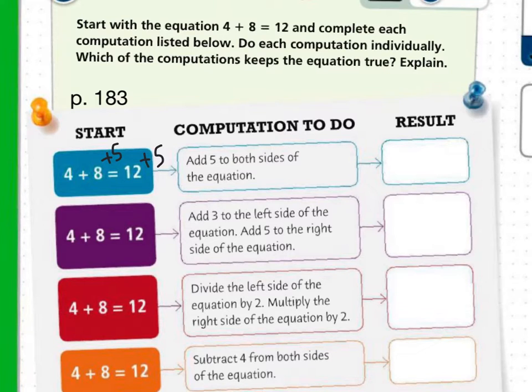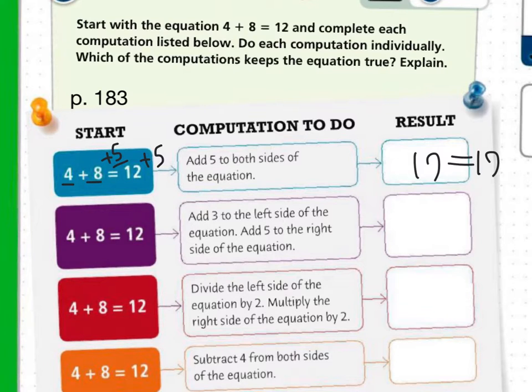So if we add 5 to both sides, 4 plus 8 equals 12 to start with. On the right side, 12 plus 5 is 17. On the left side, 4 plus 8 is 12, plus 5 is 17. So we get 17, which equals 17, by adding 5 on both sides.